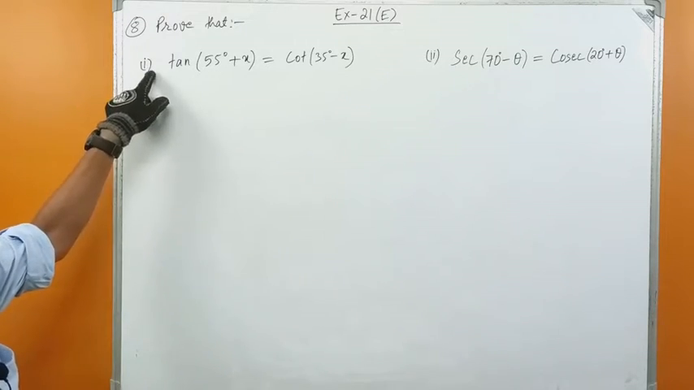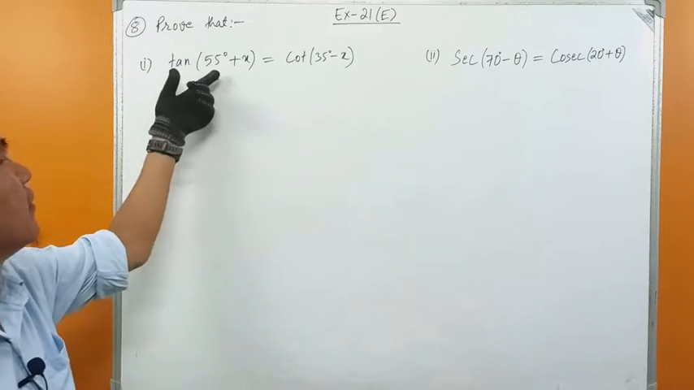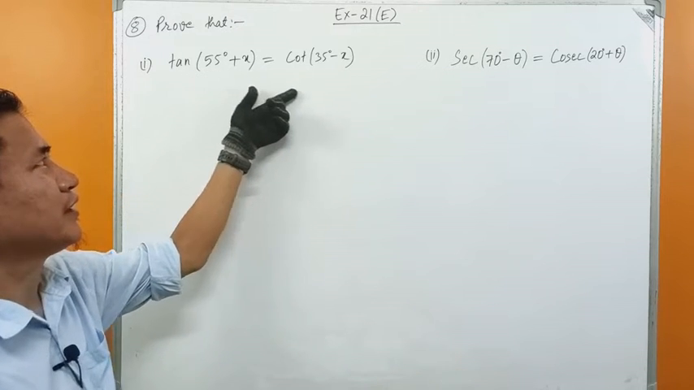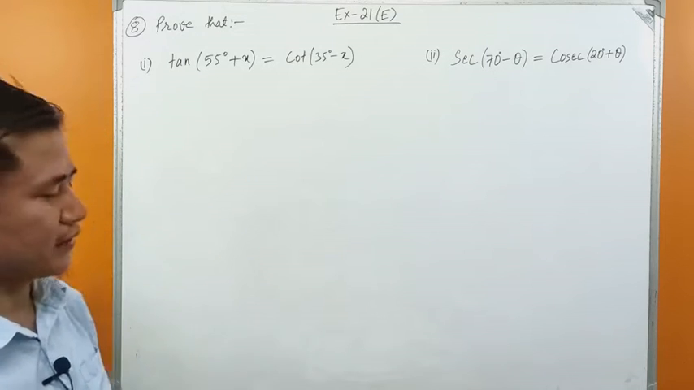So this is question number 1 of 8. Prove that. So we are asked to prove this equation. In the left hand side we have tan (55 degree plus x), and we are asked to prove this equals cot (35 degree minus x), isn't it?